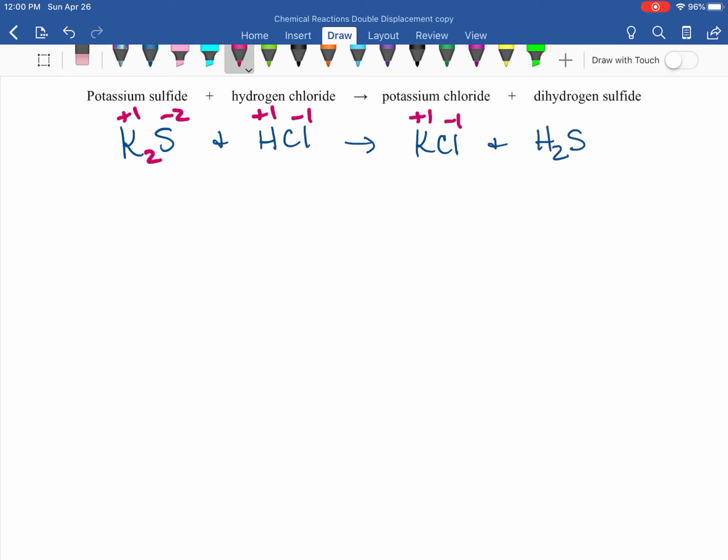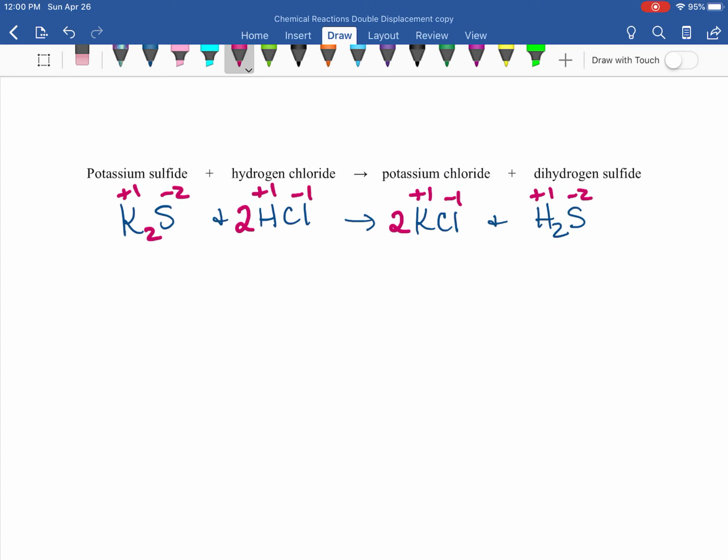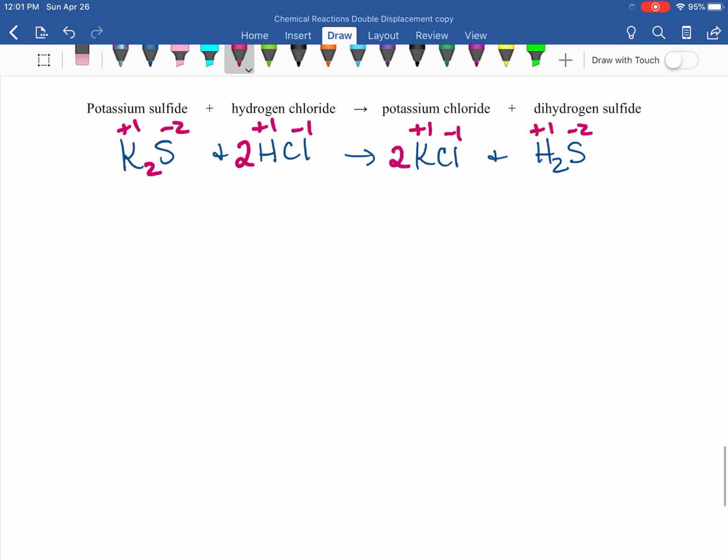All right. And then our potassium chloride, let's double check those. And then our dihydrogen sulfide. Okay. And so just for funsies, because we're going to look at it for redox, I added those numbers. All right, let's see. Are we balanced here? I don't think so, right? I think we're going to need a 2 here and a 2 here. Okay, I love that. That looks pretty.